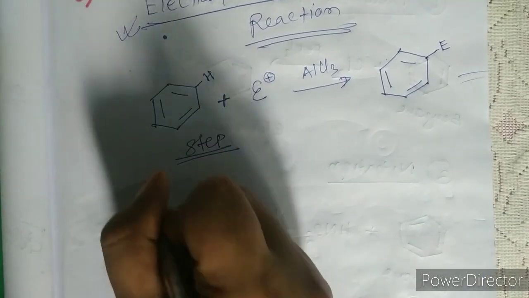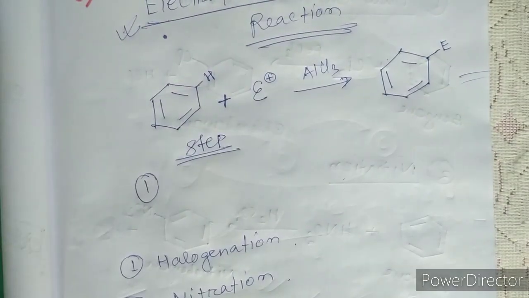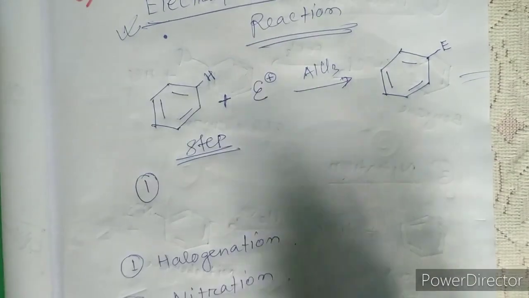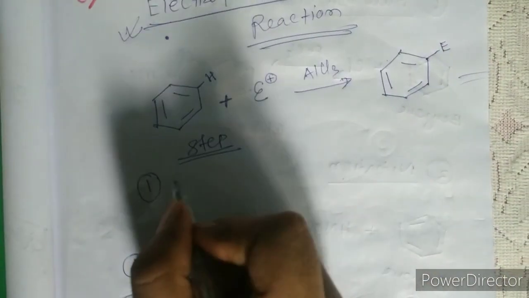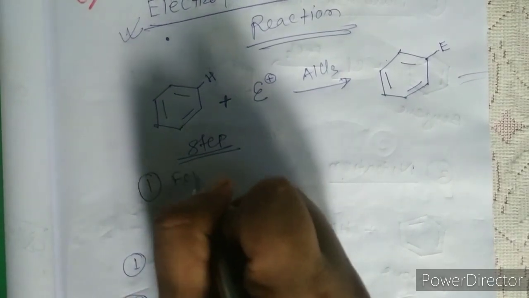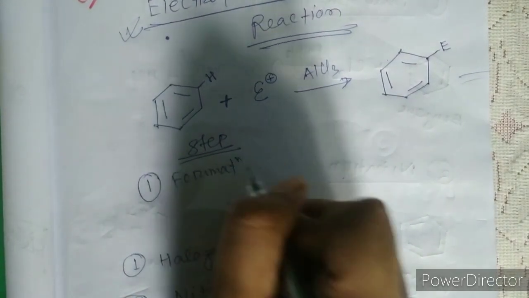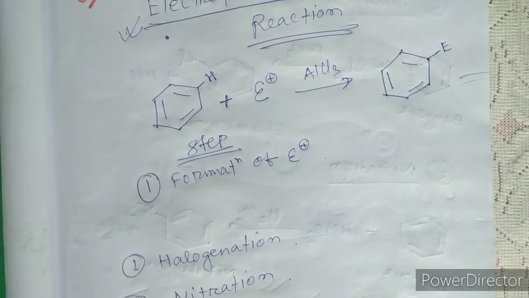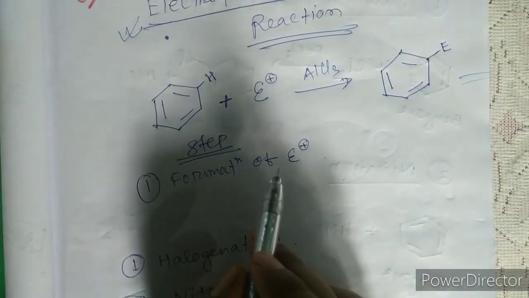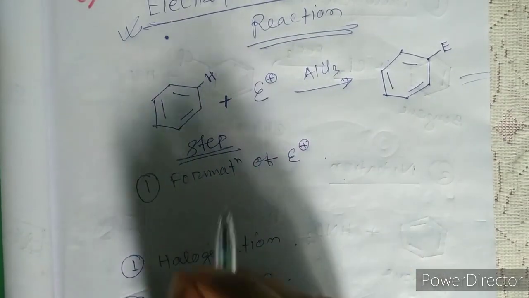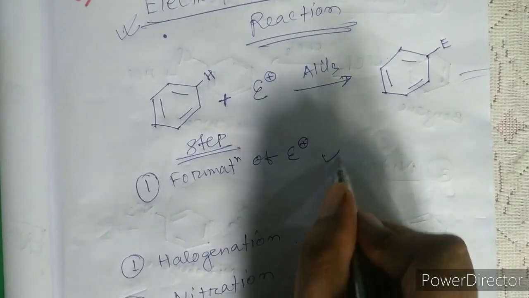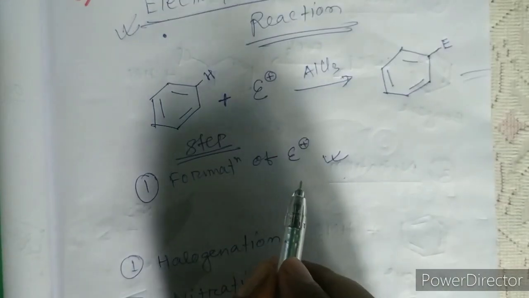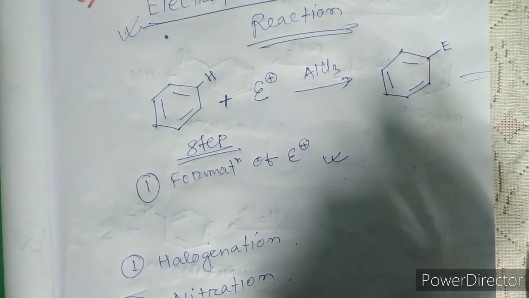So you should know the way they get their end product. First step: most of the people I have seen say there are 2 steps, and in some books also they write that there are only 2 steps, but I want to write 3 steps. First step is formation of electrophile. I just write here E plus, electrophile. If the electrophile is not produced, then how will it react? So the first step is formation of electrophile. The electrophile must be produced, then only the reaction is going to happen.